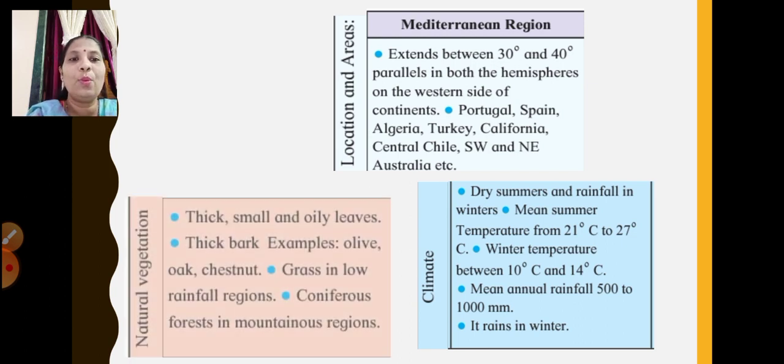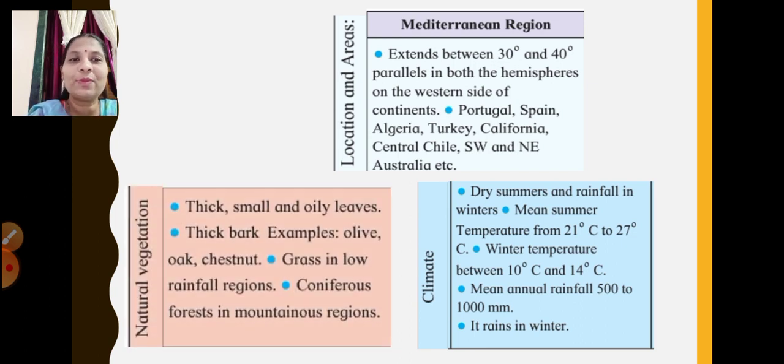What about the natural vegetation? Thick, small, and oily leaves, thick bark. Examples are olive, oak, chestnut, grass in low rainfall regions, and coniferous forest in mountainous regions. So because of the rainfall over here, there are thick, small, and oily leaves. Where the rainfall is very low, you'll find grasses. Coniferous forest is found in mountainous regions.